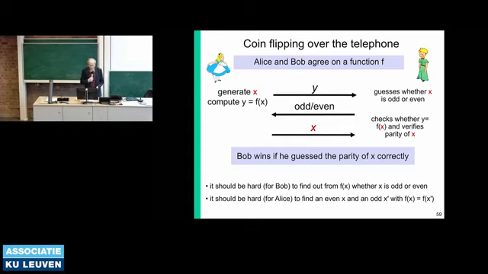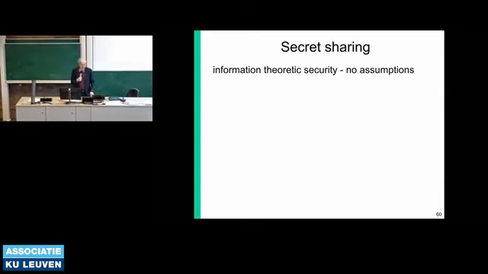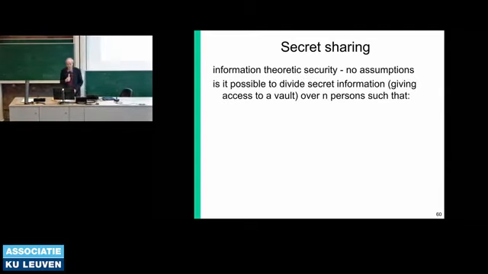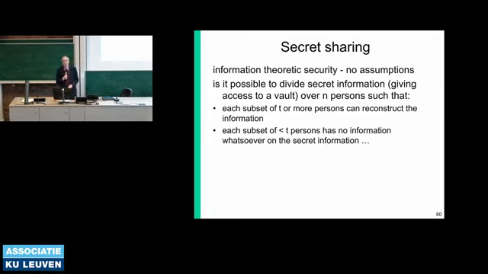So now, a different problem, secret sharing. This is information theoretic, so we can do this in such a way that even if the adversary has unlimited power, you can't break the scheme, a bit like the Vernam scheme. And so the problem is the following. You want to have a secret and divide it over n persons in such a way that we call it the threshold scheme. If you have t or more people, they can reconstruct the secret. But if you have fewer people, they have no idea about what the secret is.